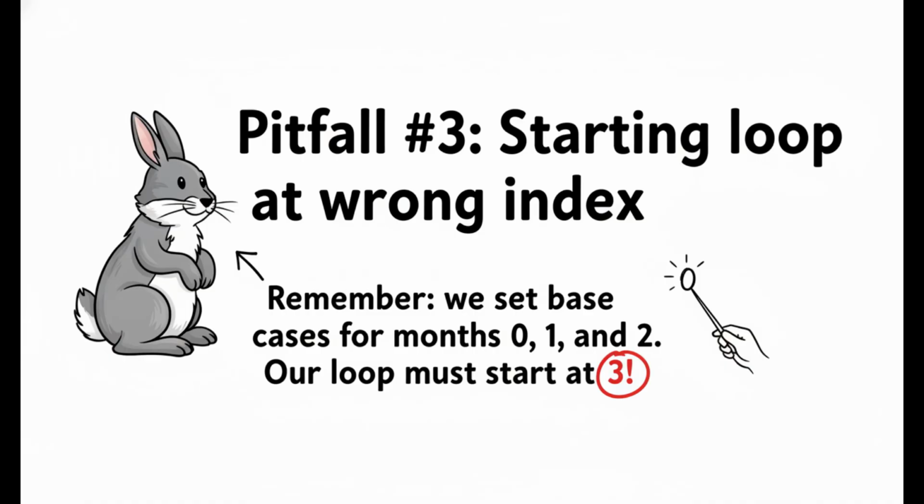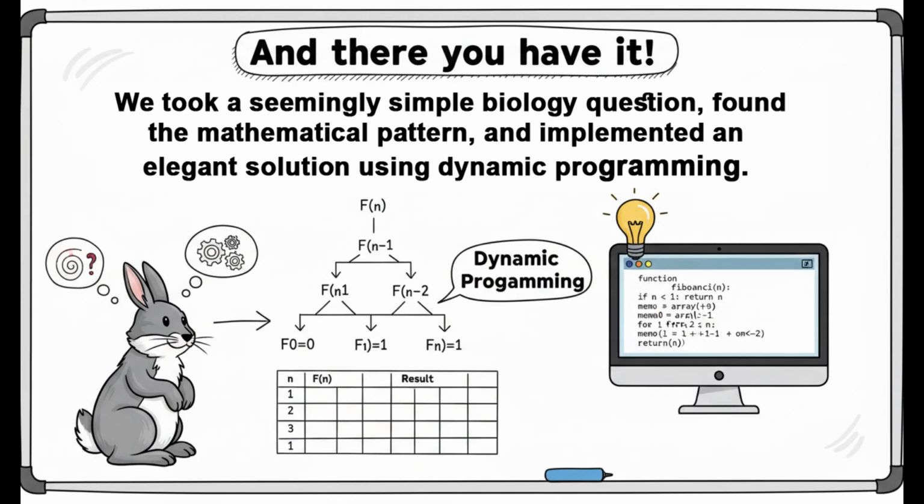Pitfall number 3. Starting loop at wrong index. Remember, we set base cases for months 0, 1, and 2. Our loop must start at 3. And there you have it. We took a seemingly simple biology question, found the mathematical pattern, and implemented an elegant solution using dynamic programming.